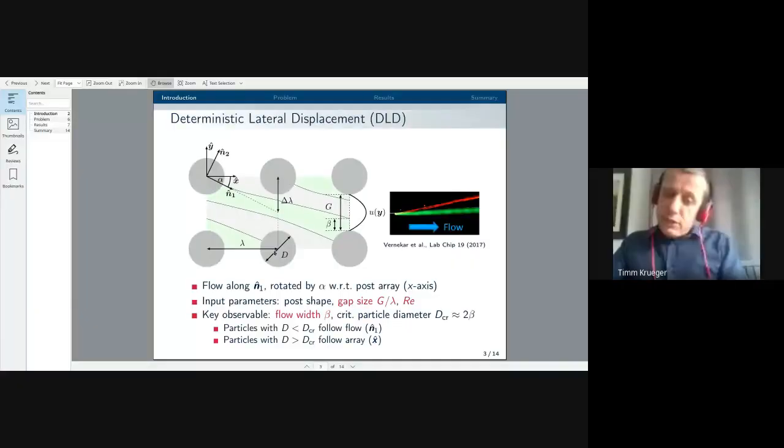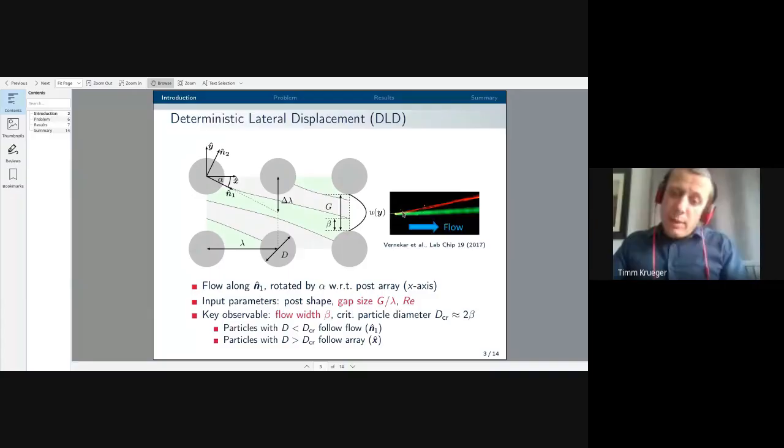And you can see in an experimental image here that the green particles are very small fluorescent beads, and they essentially follow the flow in a straight direction. And larger particles, which are red, they are bumped at each post and they follow the array inclination. And in this particular case, the angle between green and red is the angle alpha here, roughly.